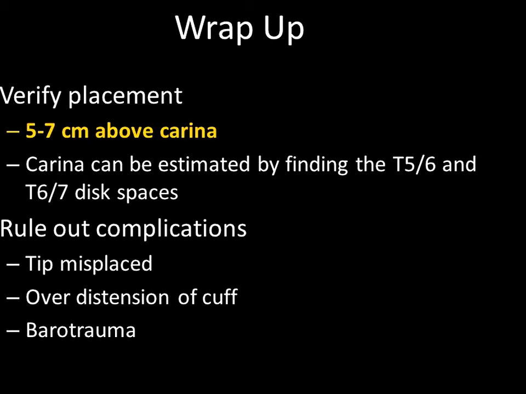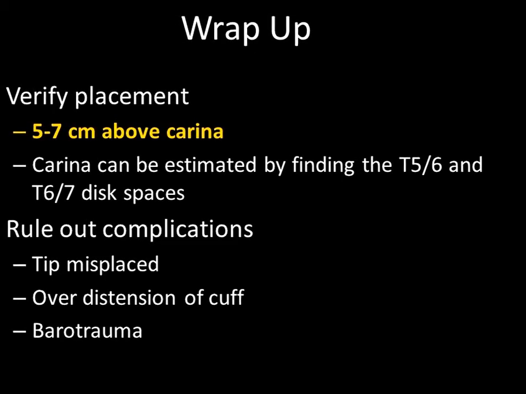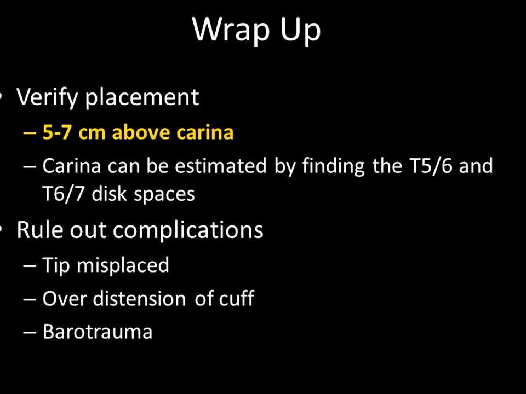So, again, ET tubes are very common in the ICU. The chest x-ray is used to verify placement. You want to verify that the tip is within 5 to 7 centimeters of the carina. And the carina can be estimated by finding the T5-T6 and the T6-T7 disc spaces. You also want to rule out other complications such as overdistension of the cuff and barotrauma, as shown in previous examples.